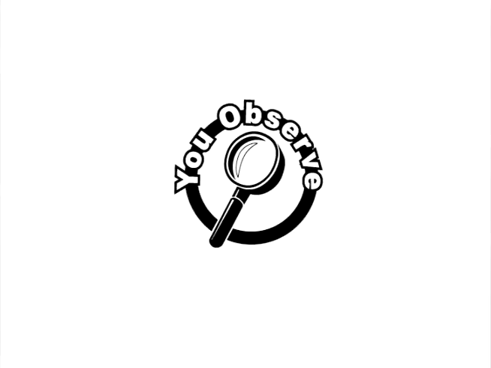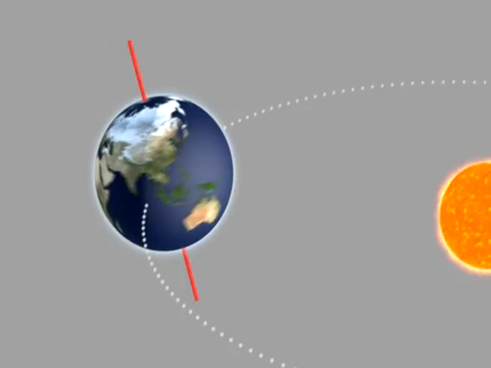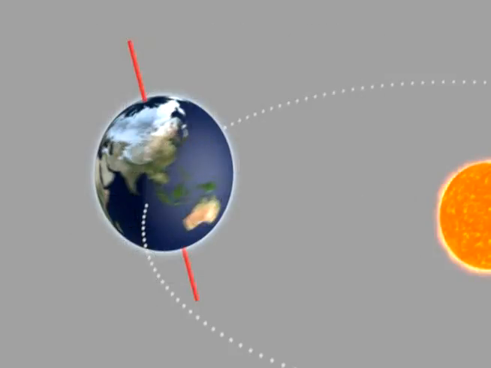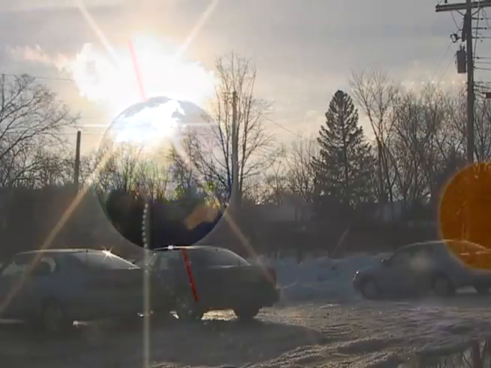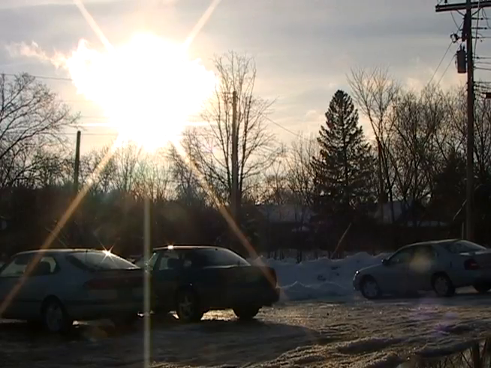You observe. Describe the tilt of Earth's northern hemisphere in relation to the Sun. The northern hemisphere is tilted away from the Sun. It's winter. During winter, the northern hemisphere receives the least amount of sunlight, and the weather is the coldest.